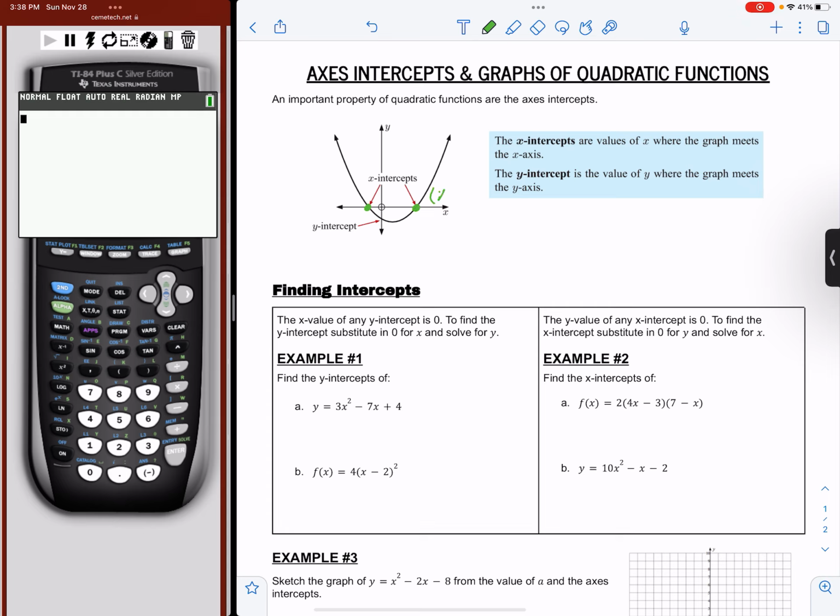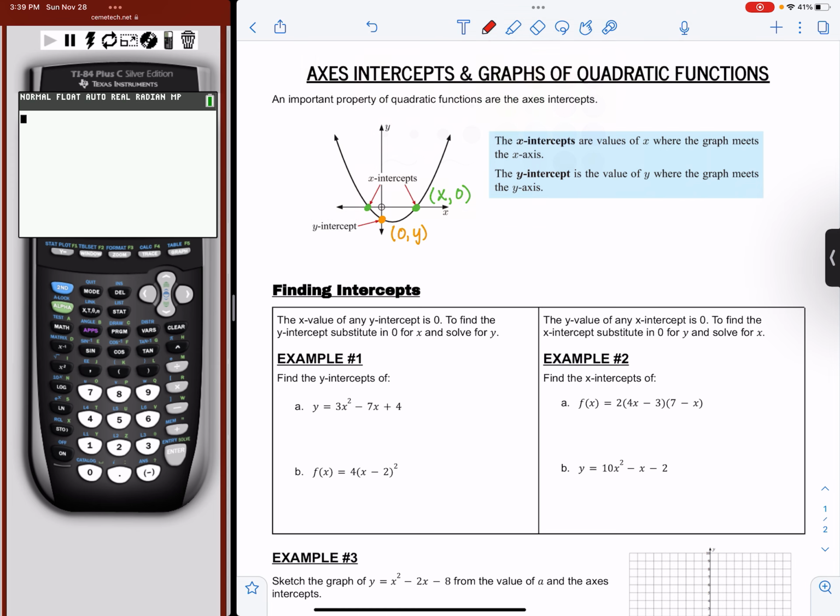Those are denoted by x comma 0 if they are in coordinate point form, because the y value of an x-intercept is always 0. The next type of axis intercept is the y-intercept, which is the value of y where the graph meets the y-axis, or the location in which the graph crosses the y-axis, which is in orange here. The general form of a y-intercept is 0 comma y, because the x value of a y-intercept is always 0.